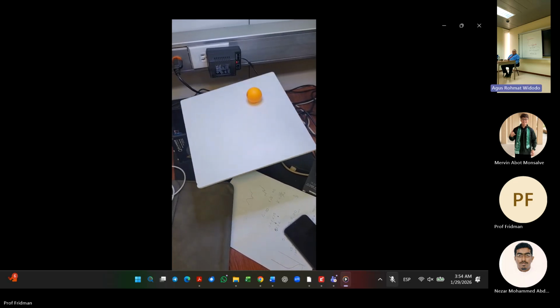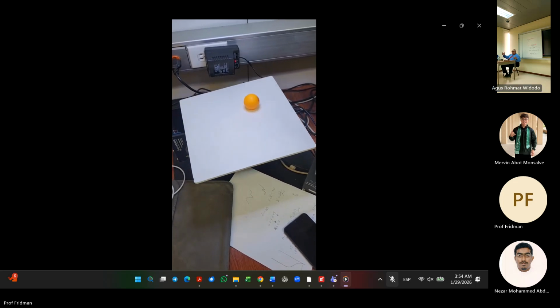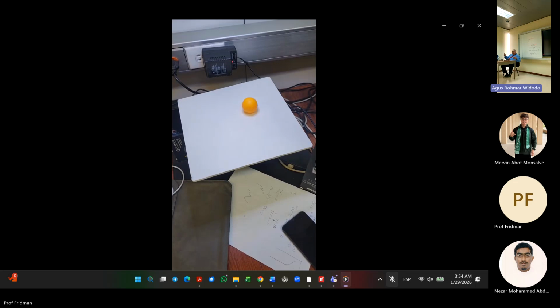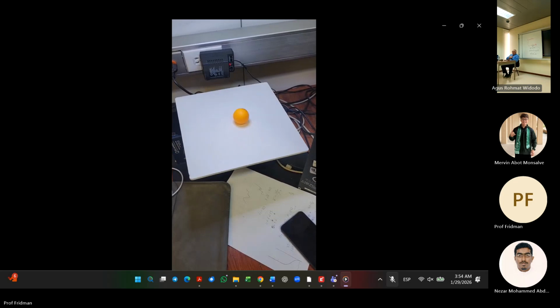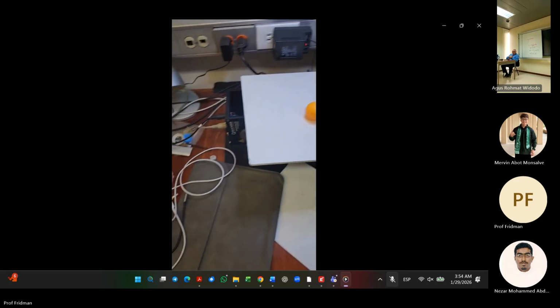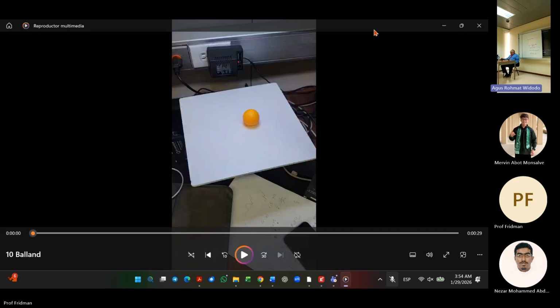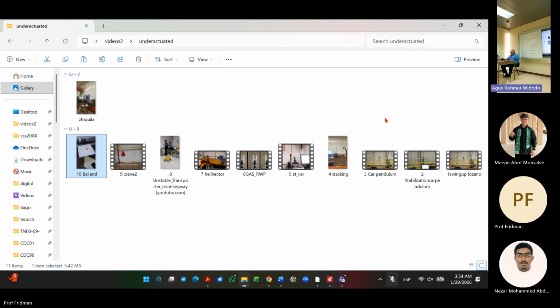So we are doing it. It is a system with two degrees of freedom. So that's more or less how it works.